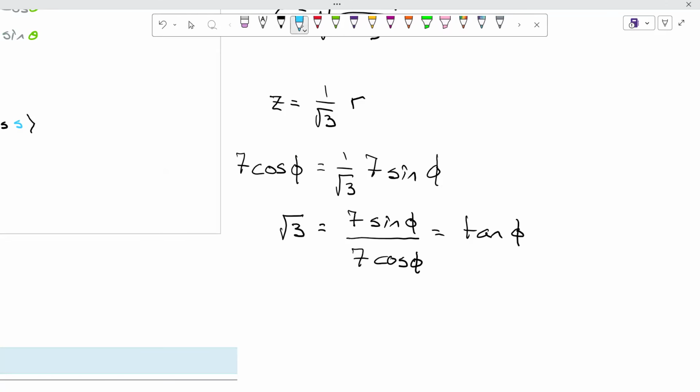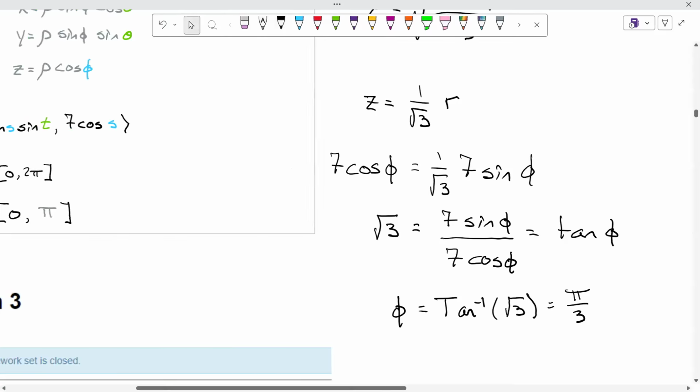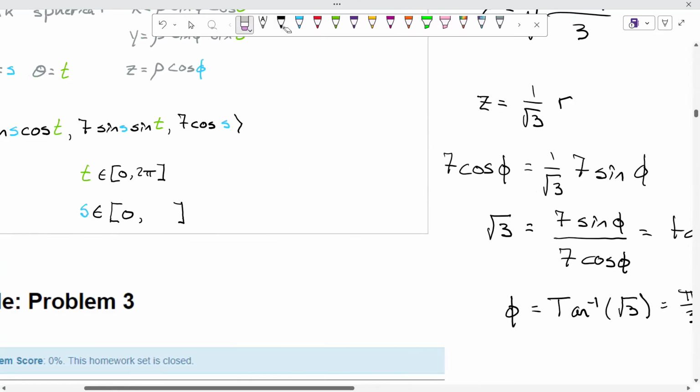But then I've got phi, which is going to be the tangent inverse of the square root of 3. And say you totally forgot what tangent inverse of root 3 is, or the angle that gets you to a tangent value of root 3, you could just write that in. Or if you really remember your unit circle, you'll know that that's an angle of pi over 3. So really over here, this should be pi over 3.